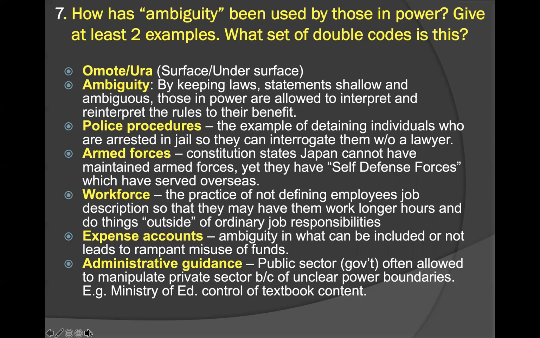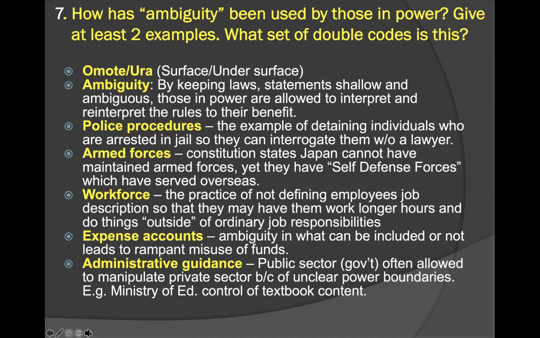So for example, if you think of police procedures, the example of detaining individuals who are arrested in jail so they can interrogate them without a lawyer, these descriptions are kept deliberately vague so police can detain people longer than normal. Also, if you think of the armed forces, the Constitution states Japan cannot maintain armed forces, yet they have self-defense forces which have served overseas.